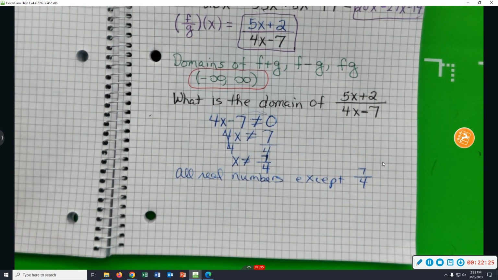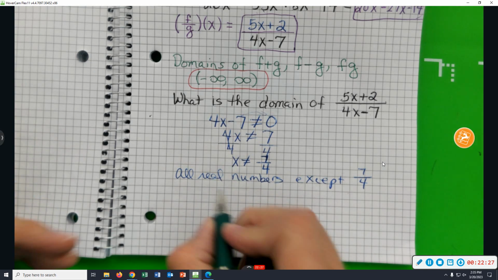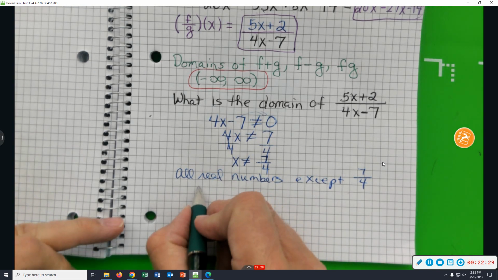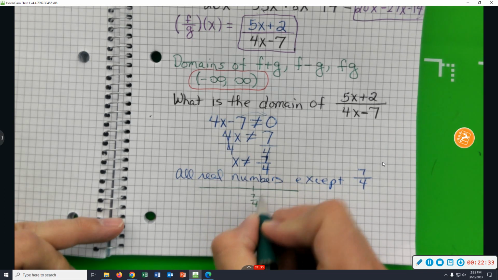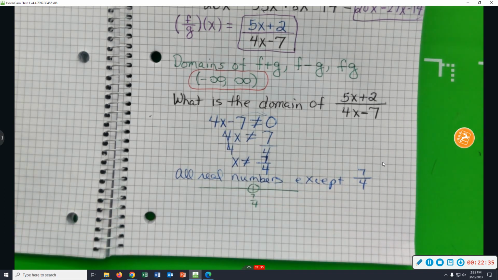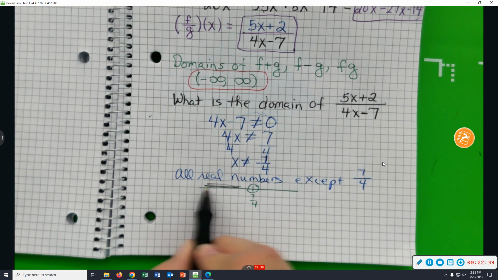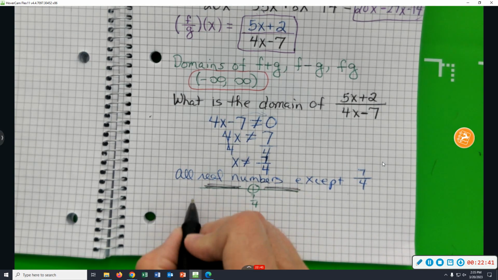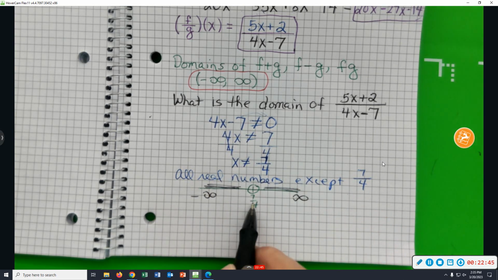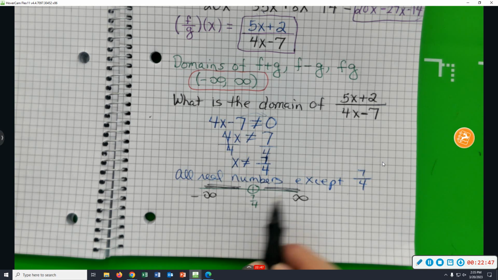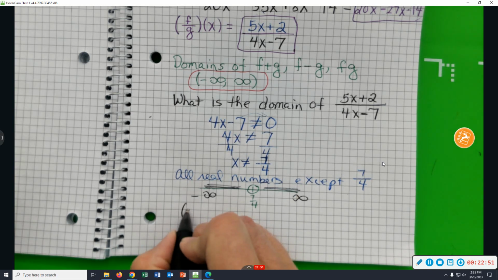So we think of it as a number line. Can y'all see how the interval notation would look without drawing out the number line? It would mean an open circle, exclude the 7/4. Everything else would be negative infinity to 7/4, union 7/4 to infinity, all in parentheses.